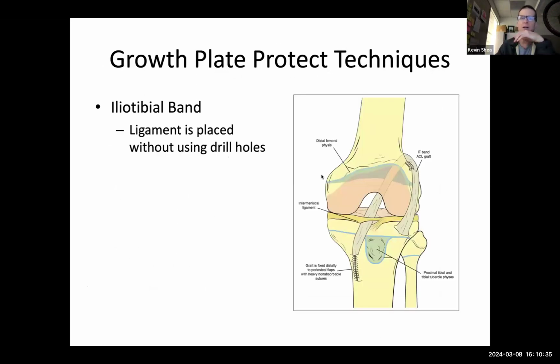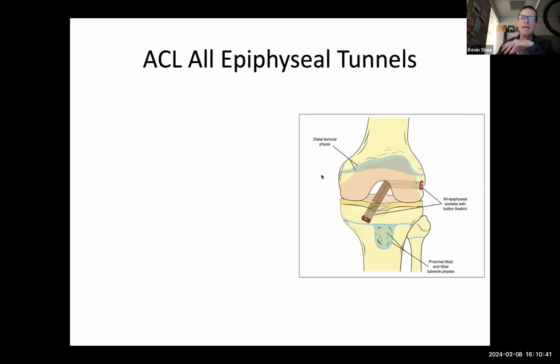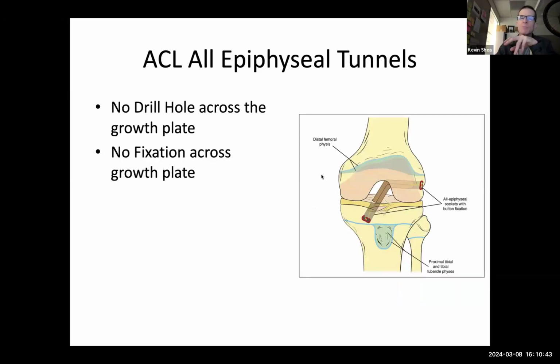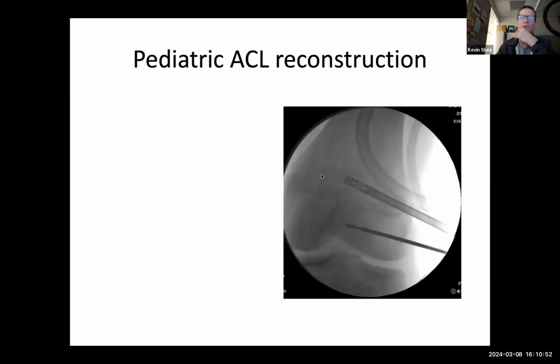So this procedure is called an iliotibial band procedure. You do the procedure without any drill holes at all, so there's no risk of growth plate damage. And then there's what we call an all-epiphyseal, where you carefully place drill holes, but you avoid the growth plates altogether, both with your drill holes and any type of fixation. So those are kind of the two generic approaches we can use.